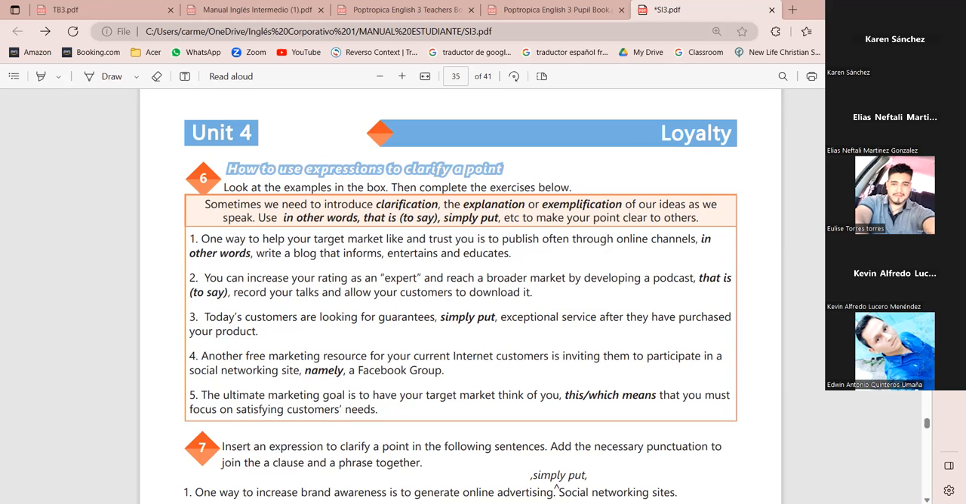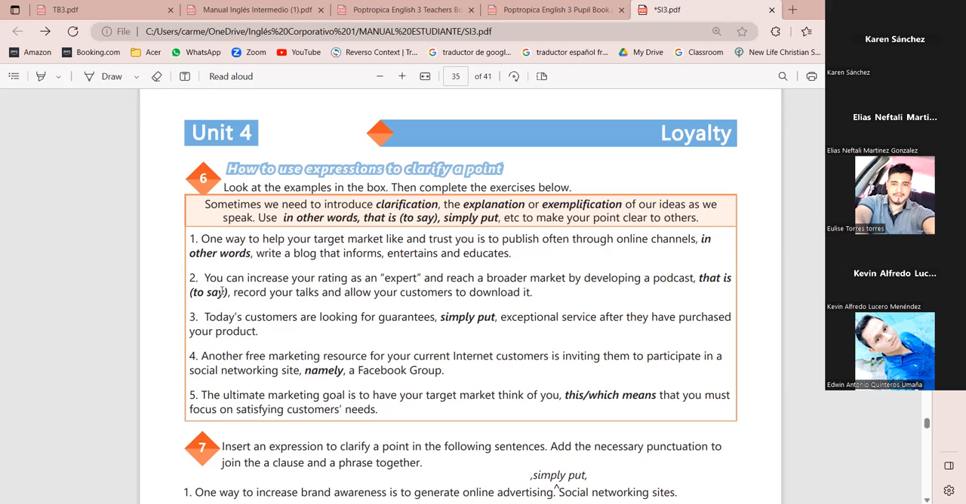Okay, this is for formal speaking, right? Formal speaking. Maybe in informal speech you are not going to use them, because if you take them away or despite them, the meaning is the same, right?